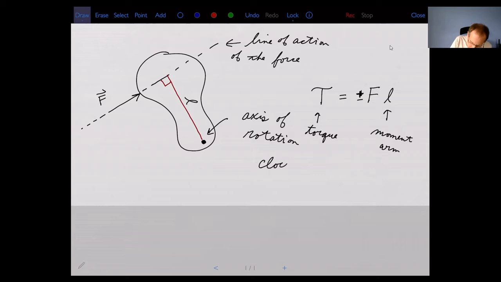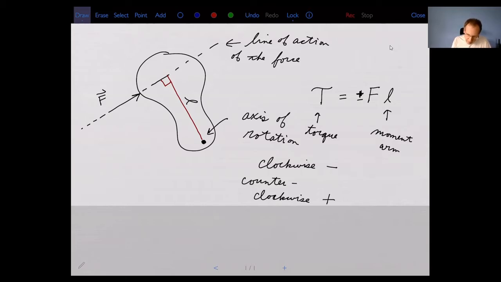So clockwise is negative and counterclockwise is positive. So it's just a definition. You just have to remember that. Clockwise, negative; counterclockwise is positive.